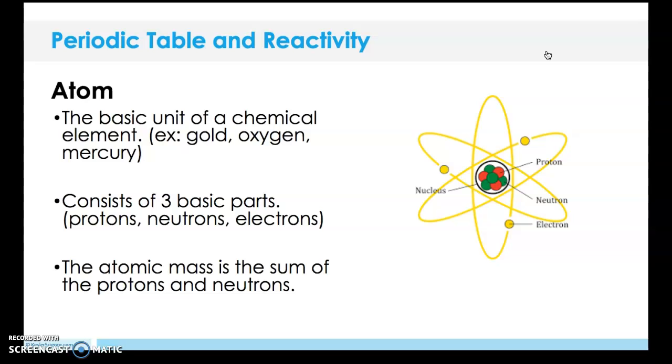That's why they're in the middle. The electrons are not very massive at all. They don't have a lot of matter in them, so they rotate around the outside of the nucleus in what we call the electron cloud. Remember, electrons are negatively charged. The atomic mass is the sum of the protons and neutrons. I just said electrons really aren't massive, so we don't include those into our atomic mass.